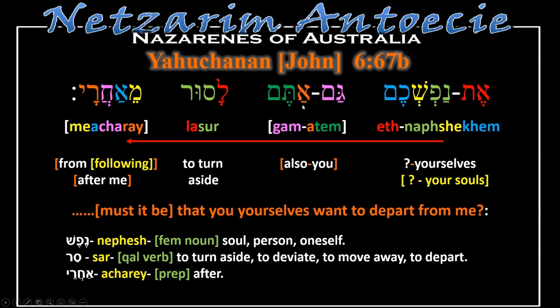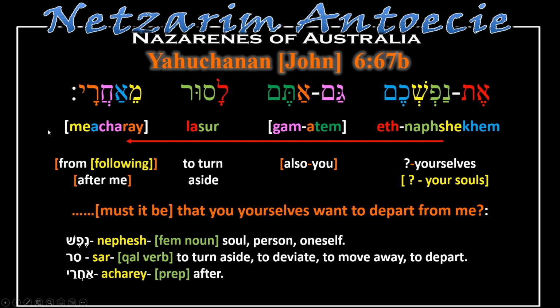Gam, also, atem, you. Again, that's a plural you. La-sur, to turn aside. So let's have a look. Its root is sar, a kal verb, which means to turn aside, to deviate, to move away, to depart. So you could also say, and to depart. To turn aside, with the lamed being like to, because sur, I guess, basically means to turn, right? It means turn.